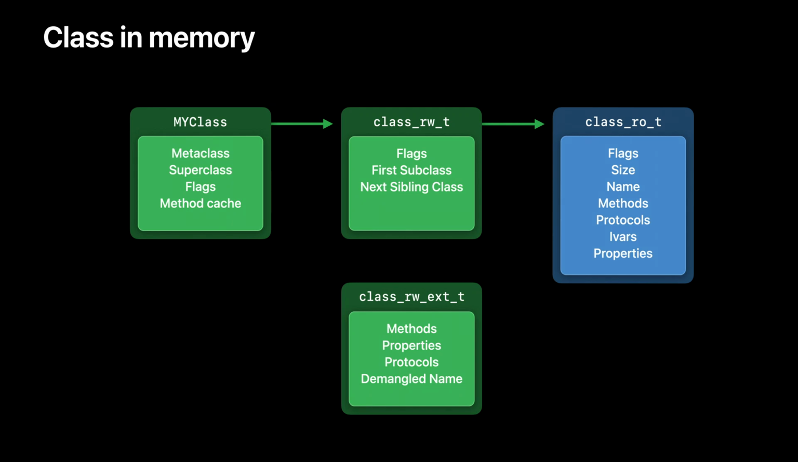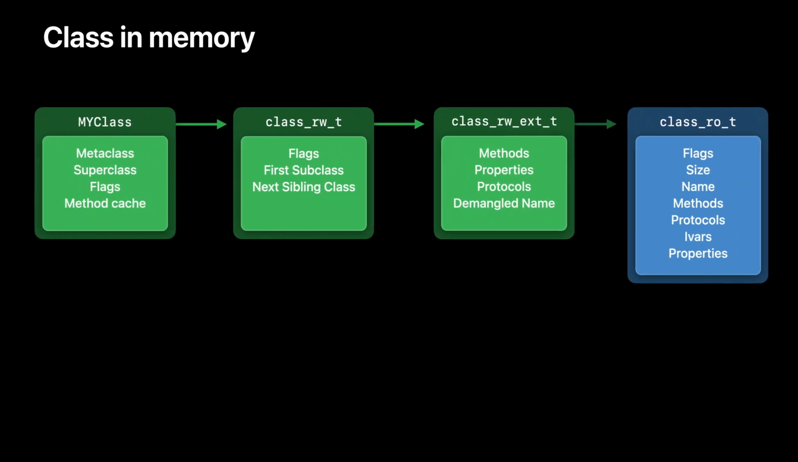For the classes that do need the additional information, we can allocate one of these extended records and slide it in for the class to use. Approximately 90% of classes never need this extended data, saving around 14 megabytes system-wide. This is memory that's now available for more productive uses, like storing your app's data.